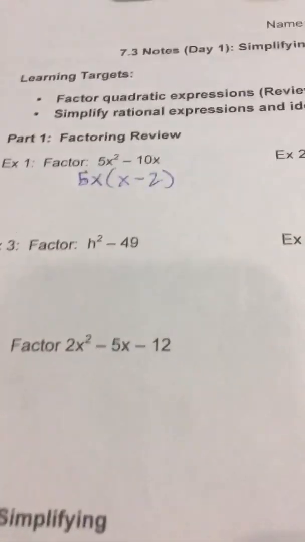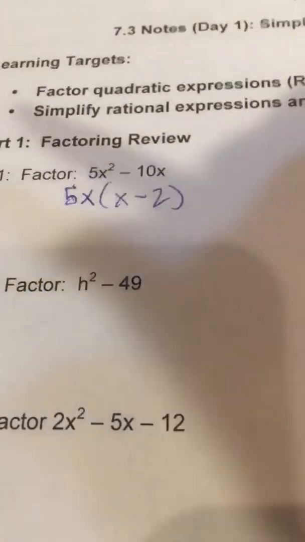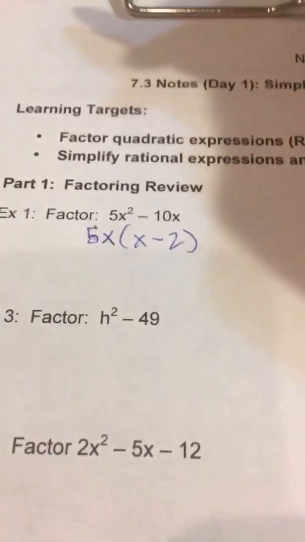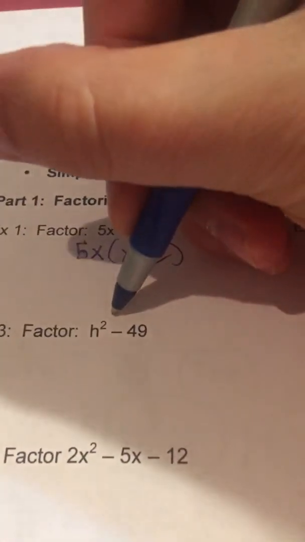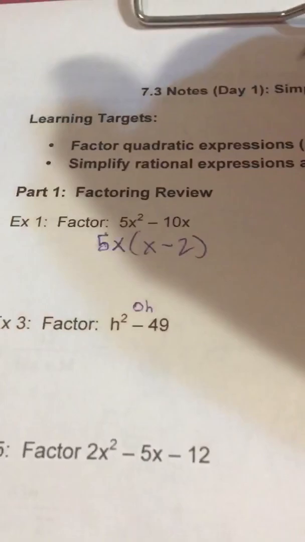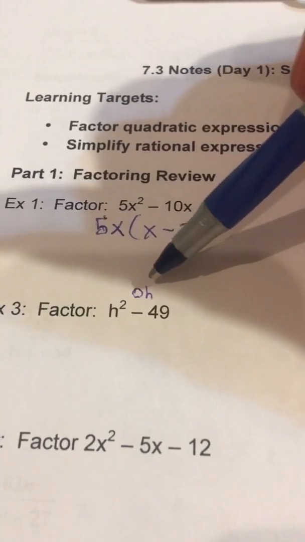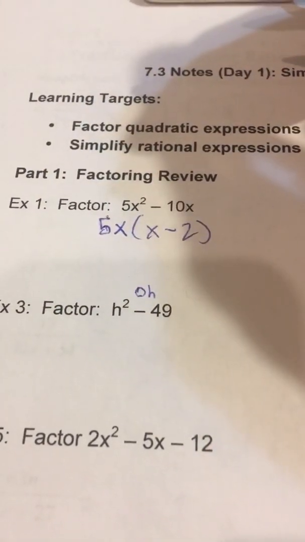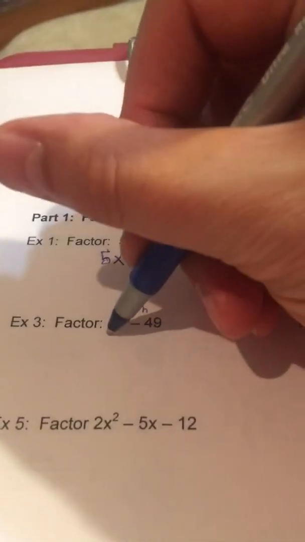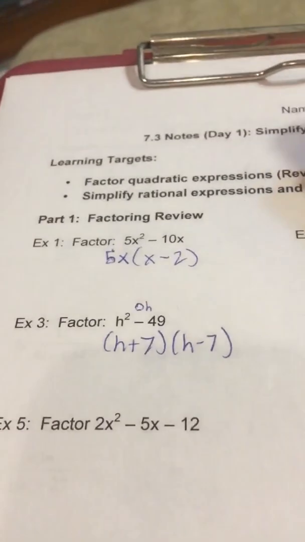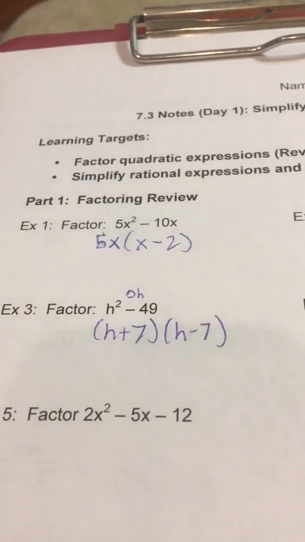Example 3, h squared minus 49. Now, this one, again, look for greatest common factor. There is no GCF here. All right, now, unlike the last problem that had 3 terms, this one only has 2. Remember, if it's missing a third term, that middle term it's missing is 0. It's like a 0h in the middle. So I'm looking for numbers that multiply to give me -49 and add to give me 0. So that would be what? +7 and -7. So I would say h plus 7, h minus 7. That's a difference of perfect squares because 49 is a perfect square number.